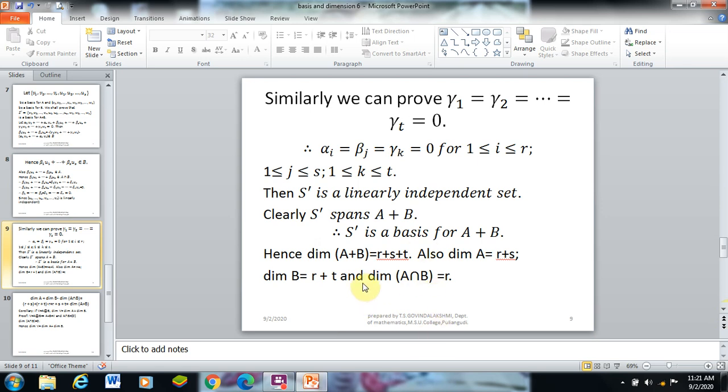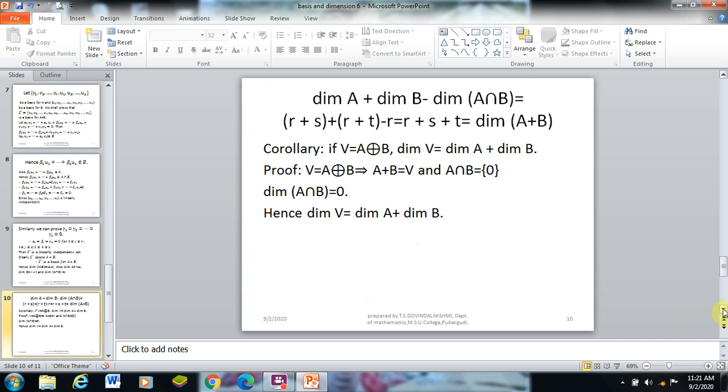So we substitute into the equation: dimension of A plus dimension of B minus dimension of A intersection B equals r plus s, plus r plus t, minus r. Eliminating that r, we get r plus s plus t, which is equal to the dimension of A plus B. Hence the result.